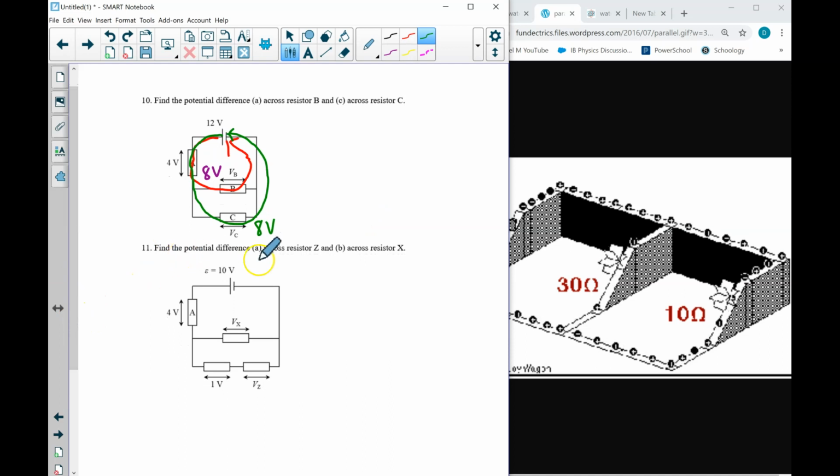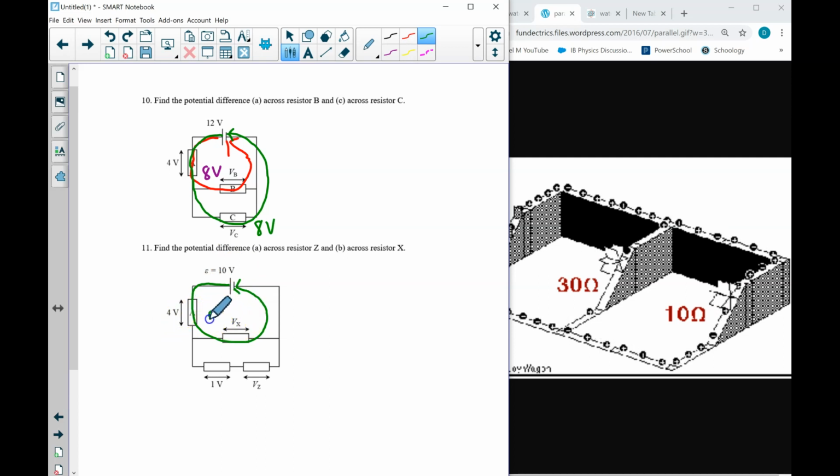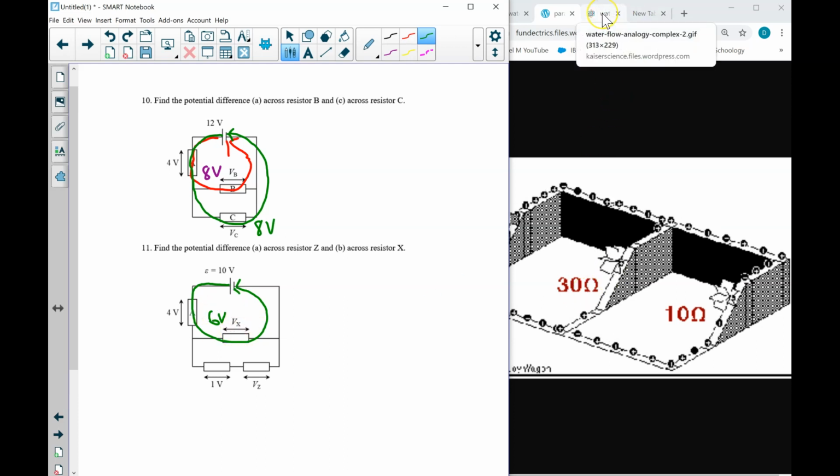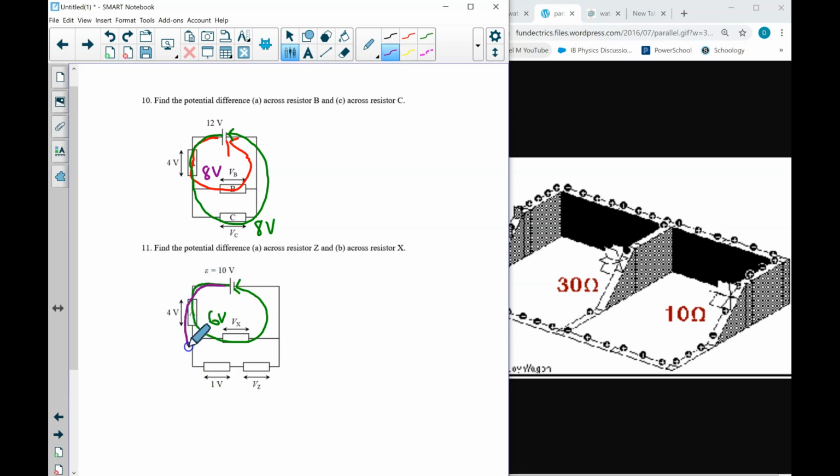Number 11, find the potential difference across resistors Z and X. Draw your loop. You gain 10 in the battery, you lose 4 here, so that means you had to lose 6 more here, so that you lost as much as you gained. And then draw another loop. You gain 10 in the battery, you lose 4, you lose 1. How much did you lose in Z while traveling through Z? Well, you lost 4 and 1, that's 5, and so the amount remaining to lose was 5 volts.